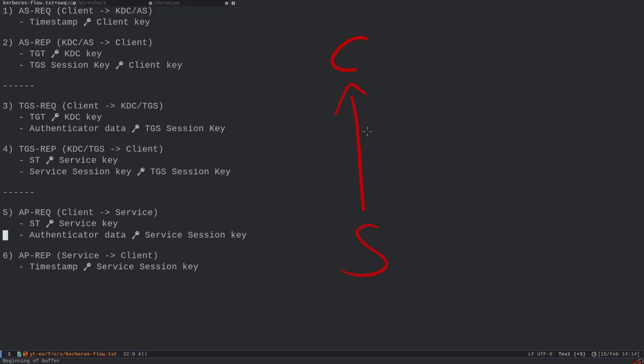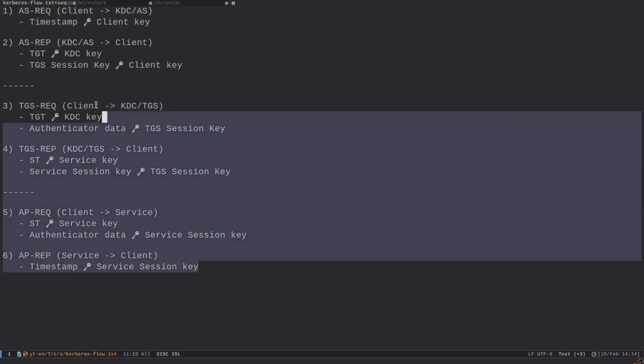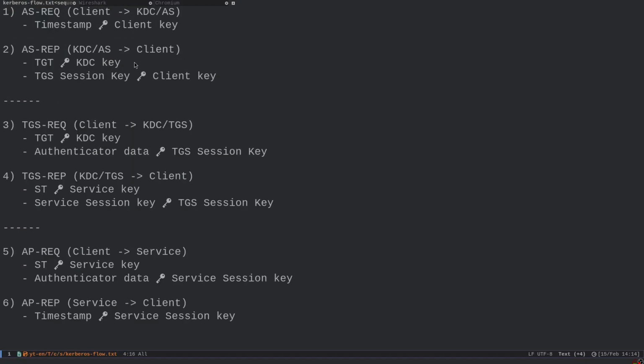So at the end of this, client and service will share a key, and this key is going to be the service session key. Why do they share it? Because the client receives it in the fourth message from the TGS, while the service receives it from the client through the service ticket. So the service ticket contains the service session key, which is also sent to the client. With this key, they're able to communicate securely. And basically, this is the idea of Kerberos.